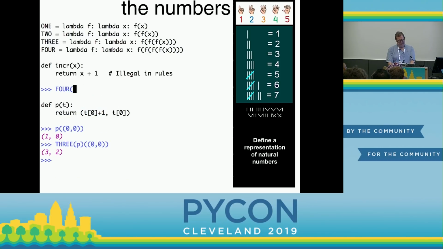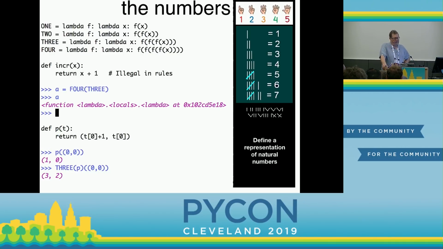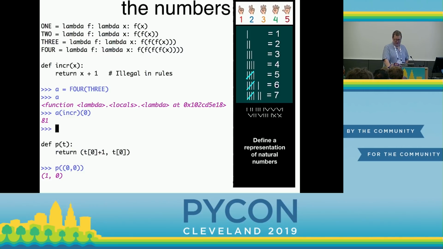What if you were to do something like this, 4 of 3? Remember that a number means that you repeat something a bunch of times. So what I did here is I just said, well, I'm going to do the 3 function 4 times. Let's try it, like an increment applied to 0. What do you think the result is there? 81, yeah.